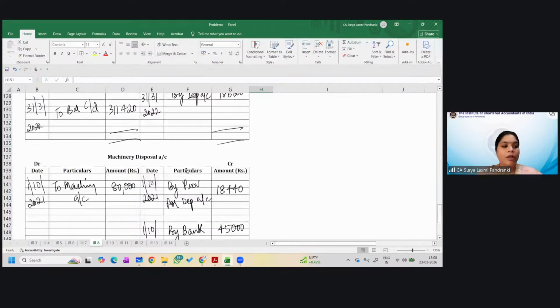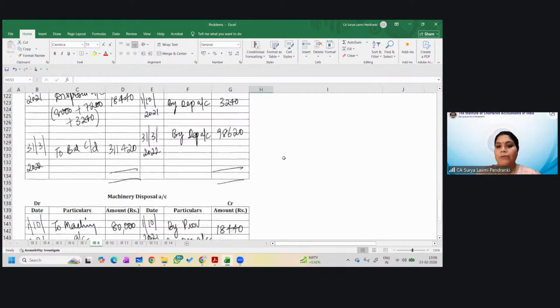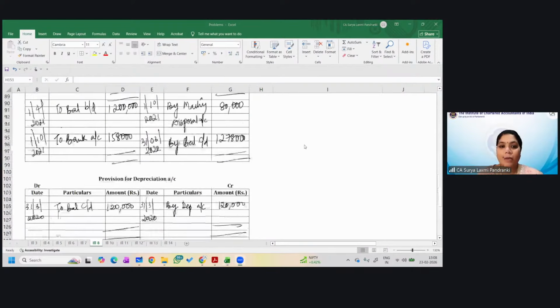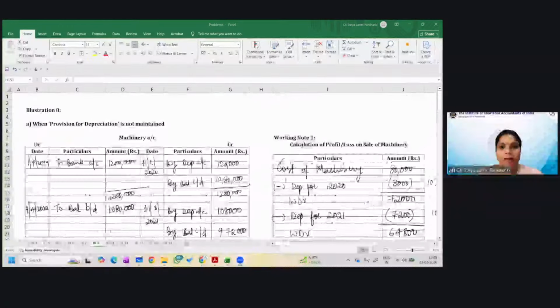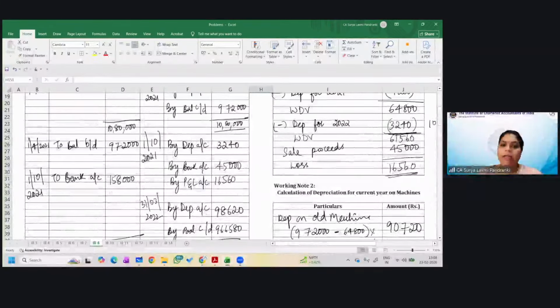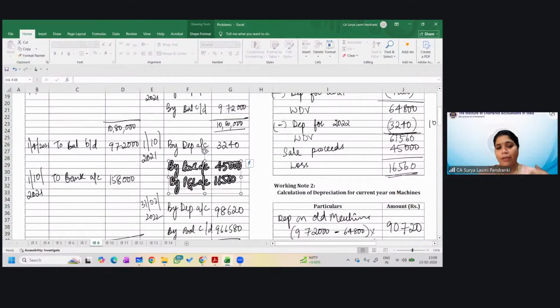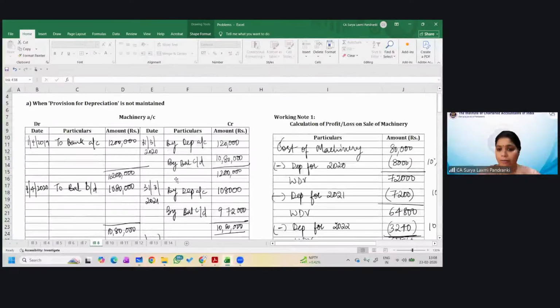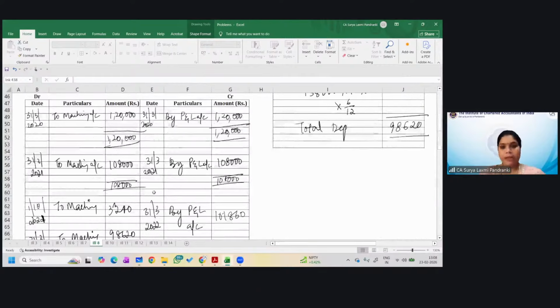Am I clear? This is how you will have to record if a provision for depreciation account is maintained separately. Otherwise, you will do it this way, like we have done previously. Everything will go into the machinery account. Depreciation will go, sale proceeds will go, profit or loss, everything will go into one account if provision for depreciation is not maintained. If it is maintained, then it will be done differently.